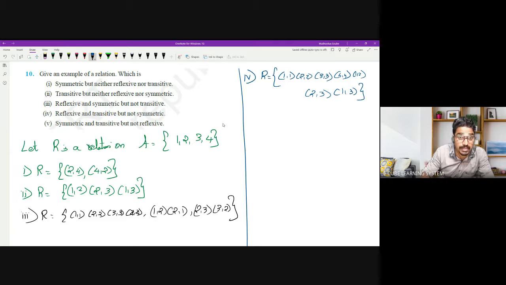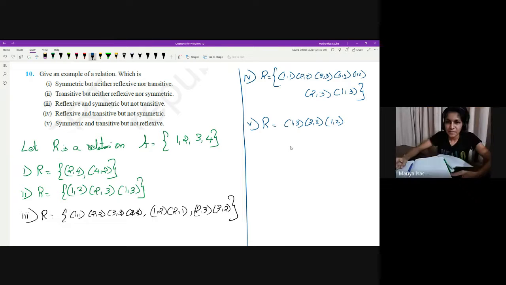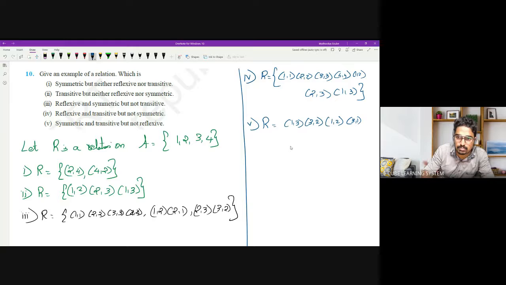Maria, last one. Symmetric and transitive but not reflexive. So, 1 3, 3 2. 1 2 is added. Then for it to be transitive, and to be symmetric, if 1 3 is there, 3 1 should be there. For 1 2, 2 1 should be there. For 3 2, we need 2 3. For 2 3, 3 2 is also needed.